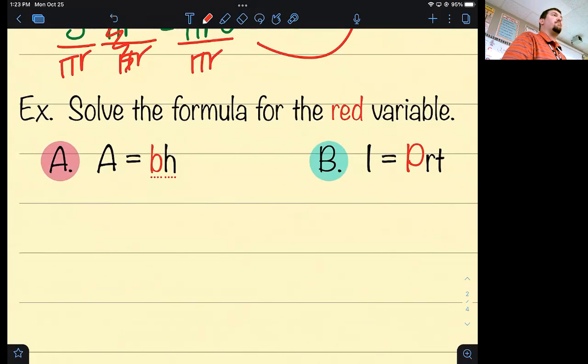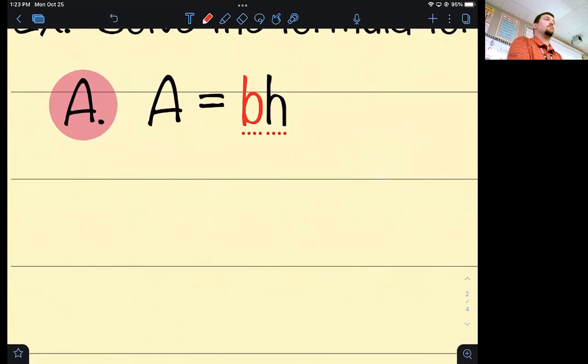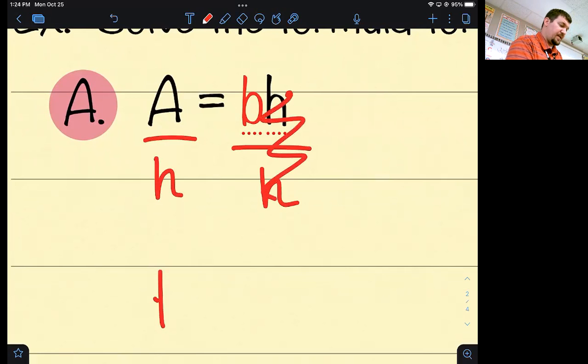So I want to solve for B. So Seth, tell me what I would need to do to both sides to solve for B. Remember, solving for a variable just means getting it by itself. So how would I get B by itself? How would I isolate the B? That's right. That's going to give you B equals, or you can write the B on either side, doesn't matter to me, capital A over H.